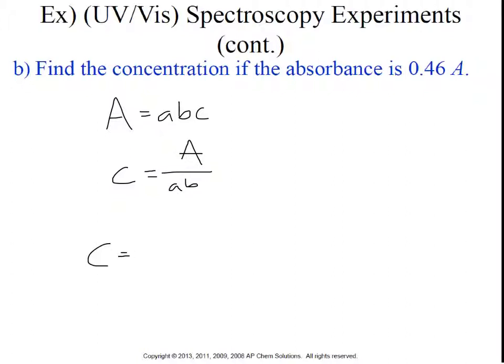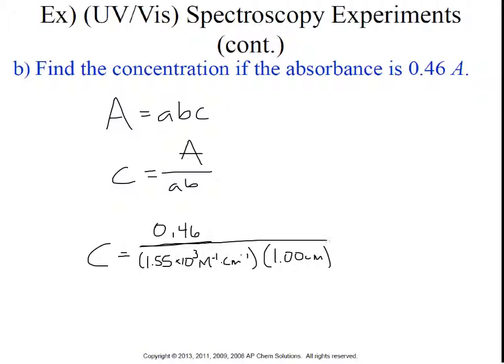So our concentration is going to be equal to 0.46 divided by the molar absorptivity, which we found was 1.55 times 10 to the third, molarity inverse times centimeters inverse, and we're going to multiply that by the path length, which is 1 centimeter still.